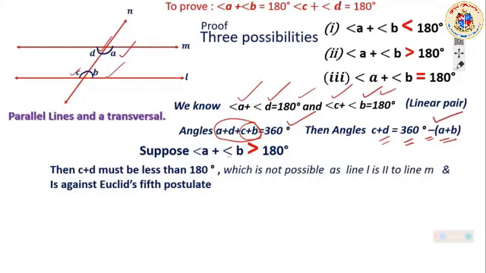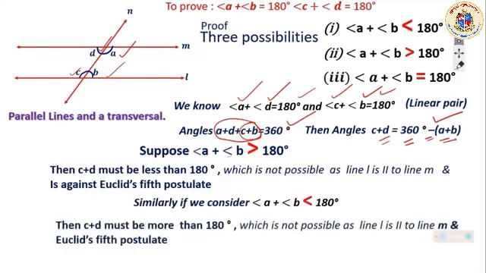Because according to Euclid's fifth postulate, when line L is parallel to line M, the interior angles formed on either side of the transversal create supplementary angles. So it cannot be less than 180. If angle A plus angle B is more than 180, this cannot stand.